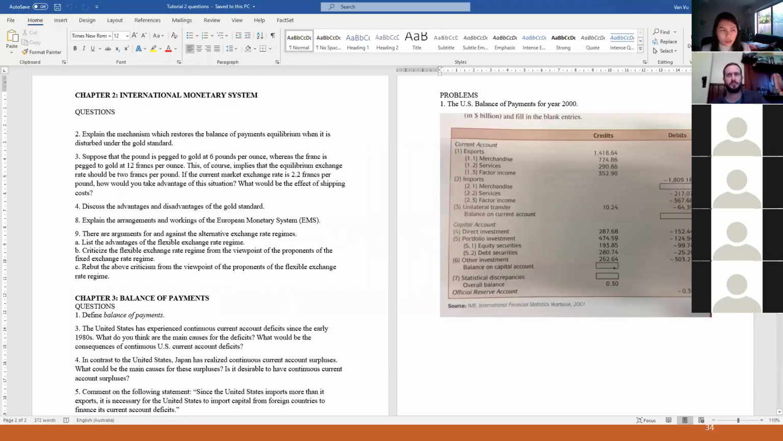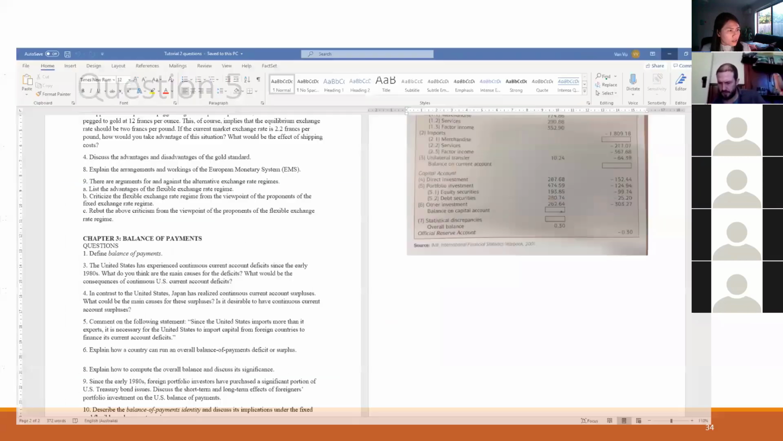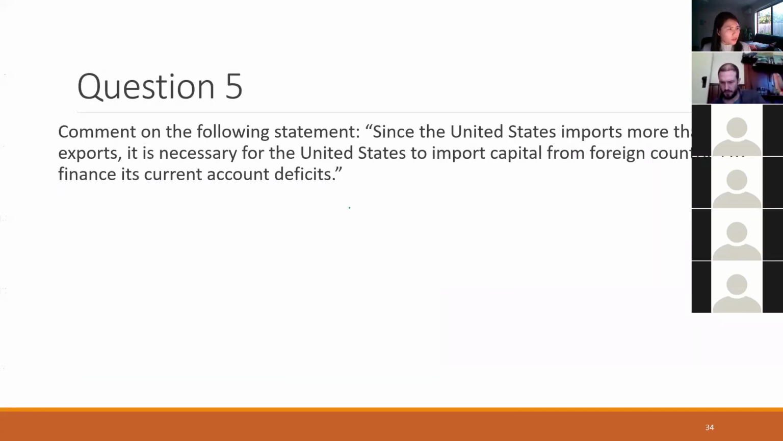All right, question five. Yeah, I think question five is quite important. So question five, comment on the following statement. Since the United States imports more than it exports, it is necessary for the United States to import capital from foreign countries to finance its current account deficit. Comment on this statement.